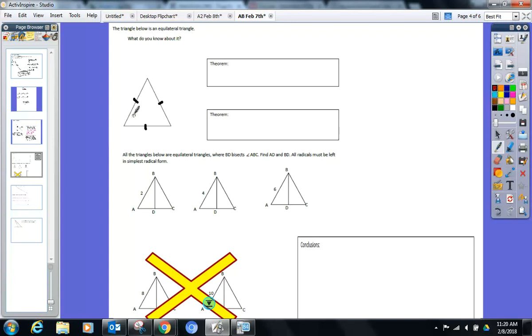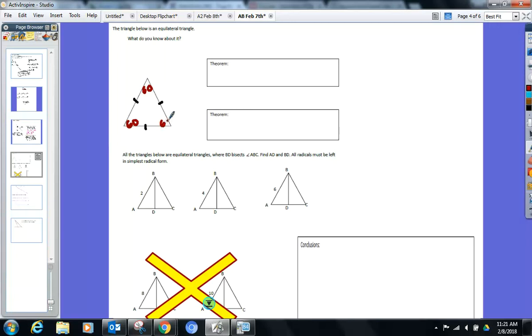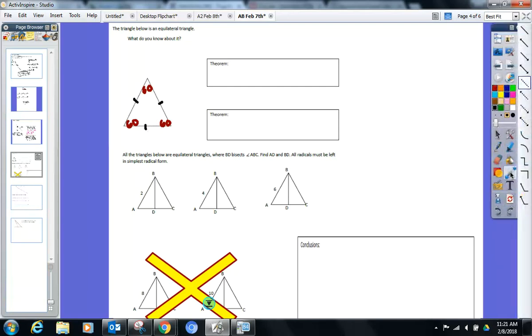60 degrees, okay? 60 degrees. That's what I expected out of you. All sides are equal, all angles are 60 degrees. Okay, I got two theorems in there for you. What I'd like you to do is draw an angle bisector from this top angle down. Draw an angle bisector for me.